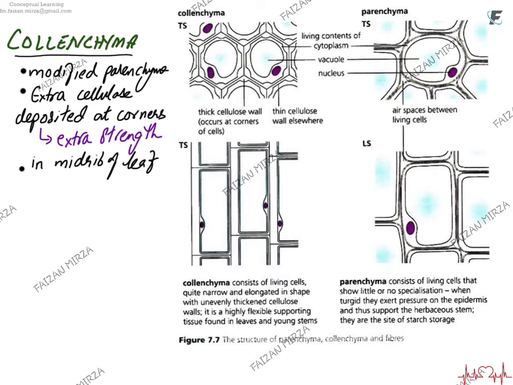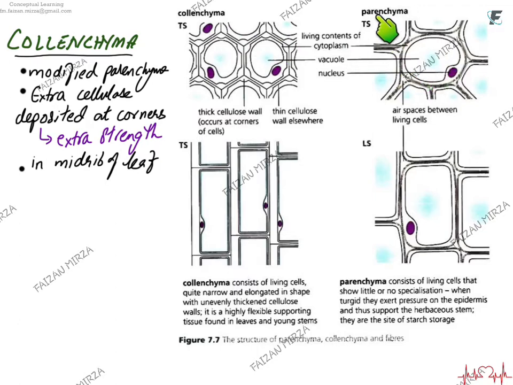For example, the midrib of the leaf has collenchyma, so that the midrib is actually more stiff than the lamina of the leaf. And not just the leaf, collenchyma is present in the cortex as well. We'll be discussing collenchyma and cortex, and again in the cortex of the root or the stem, immense strength is required. So yes, collenchyma plays a very important role there.